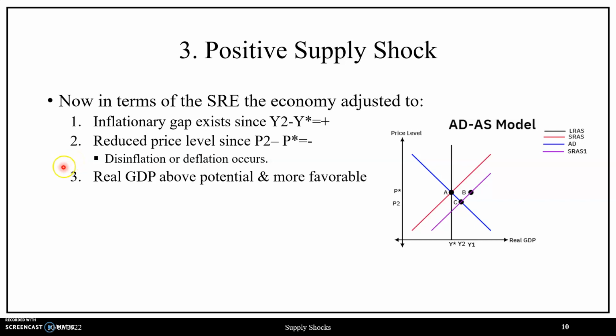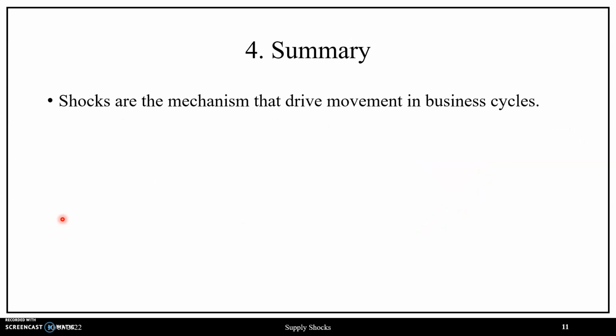So overall, what this positive supply shock generated in terms of adjusting to a new short-run equilibrium was an economy producing at a real GDP level that's above potential and facing a more favorable rate of inflation. So this short-run equilibrium is favorable in terms of generating conditions for long-run growth in an economy. Now, having looked at movement and short-run equilibrium with respect to negative and positive supply shocks, let us conclude with a summary of what we have found.